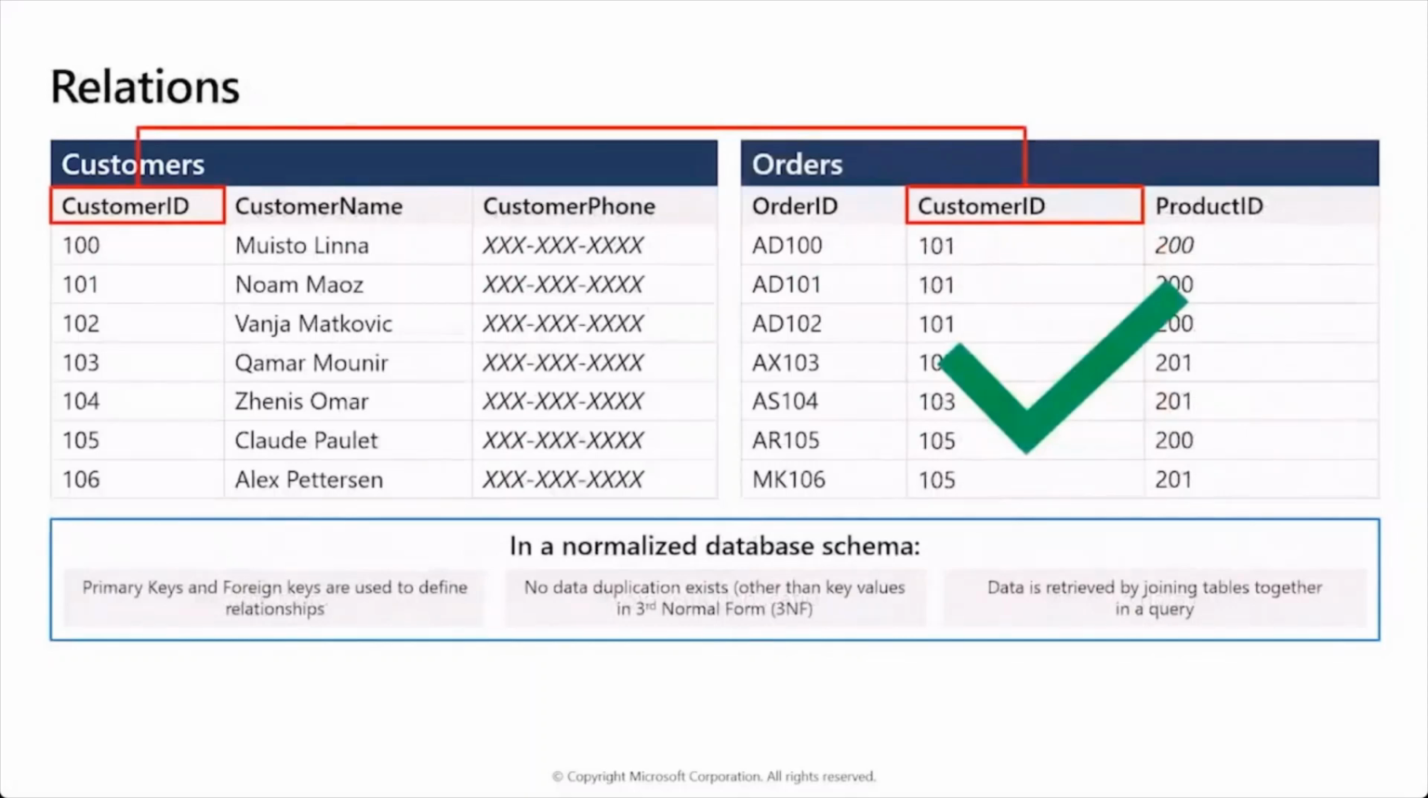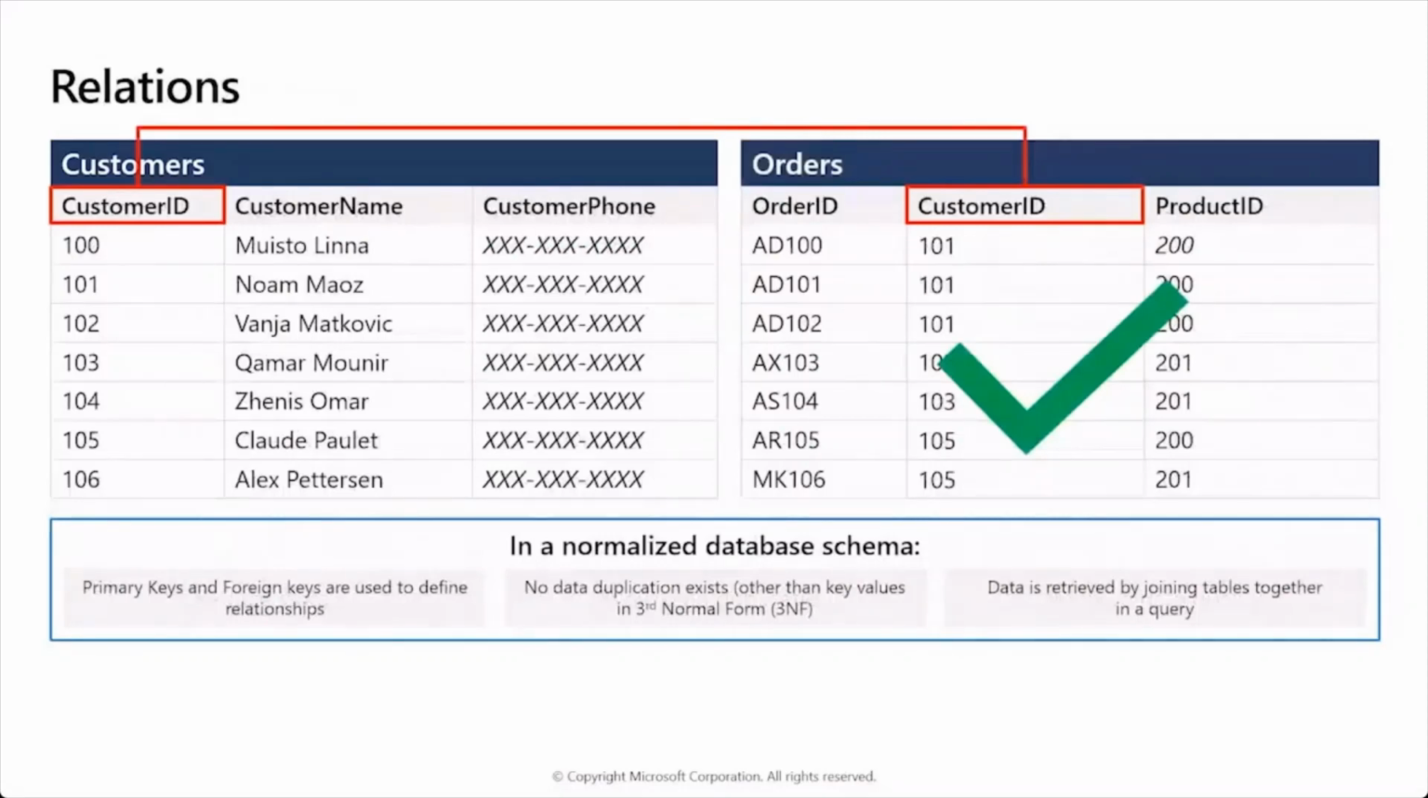So the orders table now contains both a customer ID and a product ID. Now the customer ID relates to the customer ID in the customer table. And similarly, the product ID will relate to the product ID in the products table.